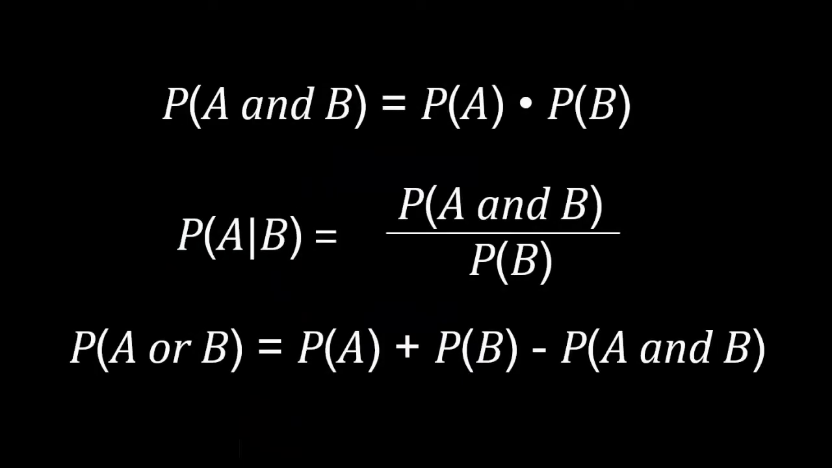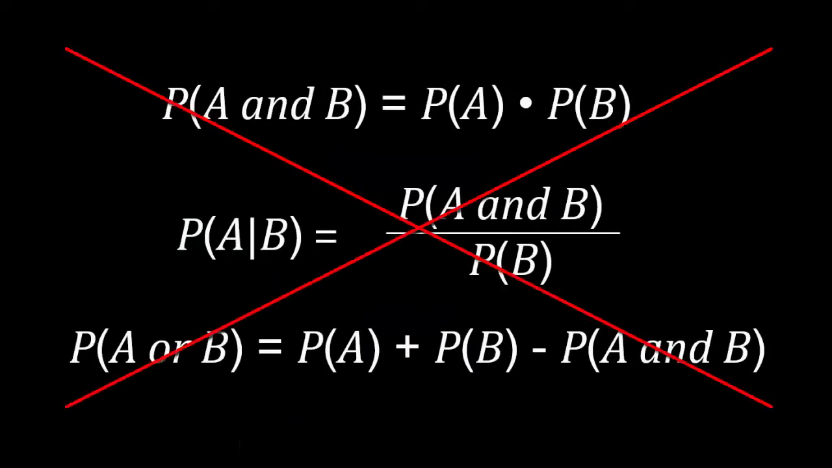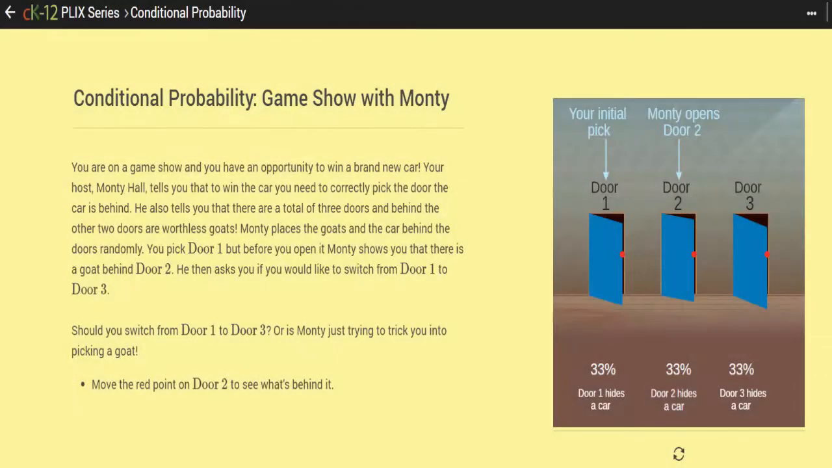Because the emphasis in 7th grade was on developing a conceptual understanding of probability, students were not introduced to the use of formulas to determine probabilities. One way you might consider opening this standard would be through the CK12 Plix interactive game show with Monty. Plix is an interactive modality that allows learners to play with the ideas in a concept. This modality is all about learning by doing.